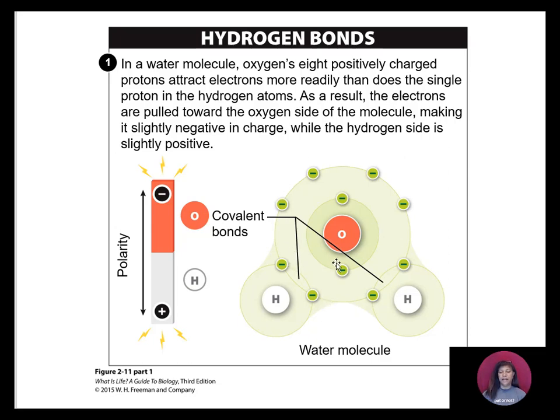So we saw that, right? And so they're sharing the electrons, right? These are the covalent bonds between the oxygen and the two hydrogens, right? And that gives us the polarity of water.